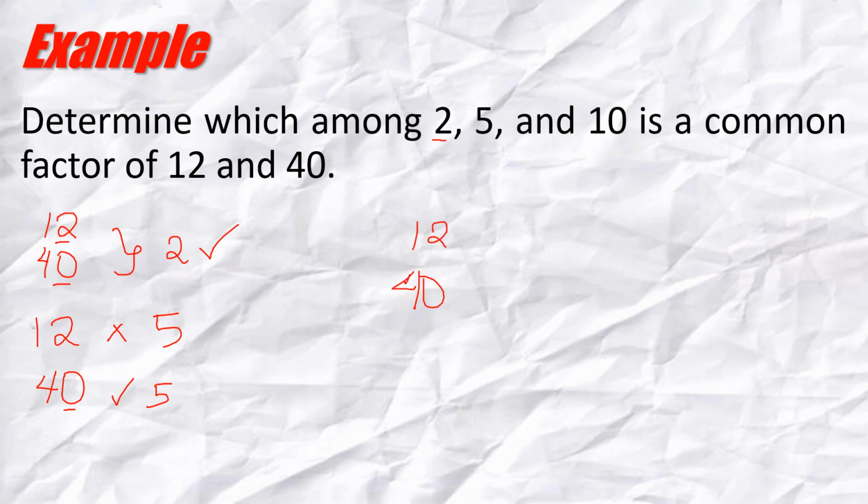Then lastly, we have 10. 12 is not divisible by 10 because the last digit is 2. Again, the rule says it must end with 0. But 40 is divisible by 10. So therefore, we can conclude that one of their common factors is the number 2, because 12 is divisible by 2 and 40 is also divisible by 2.